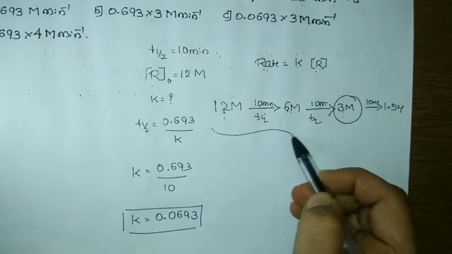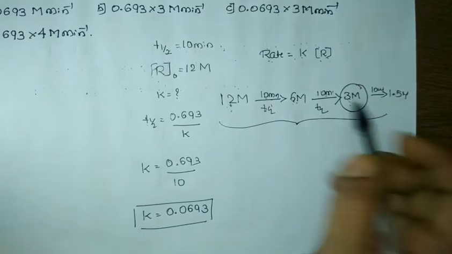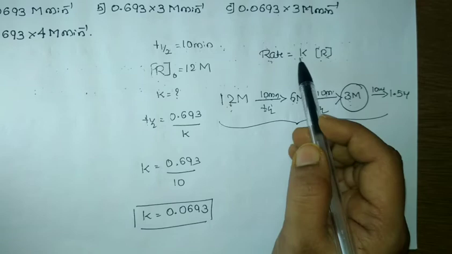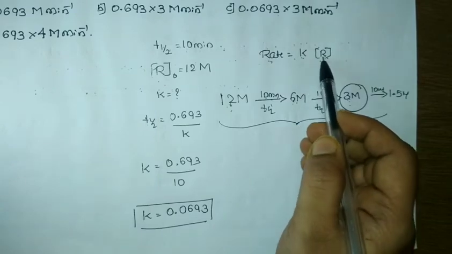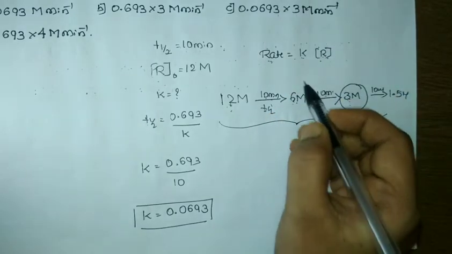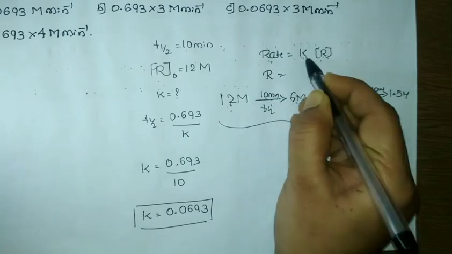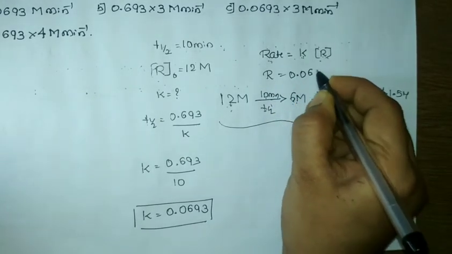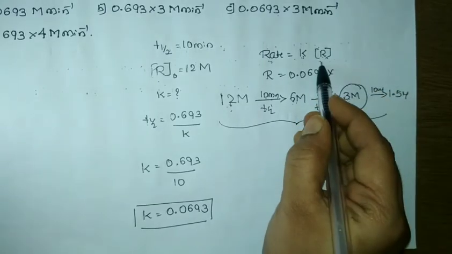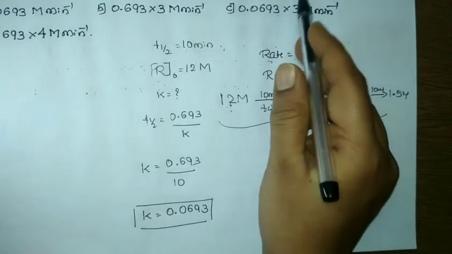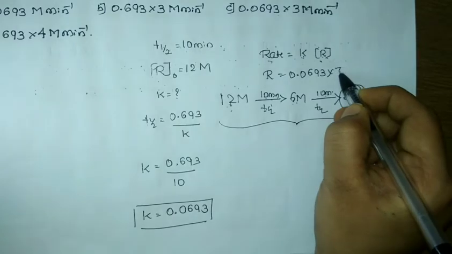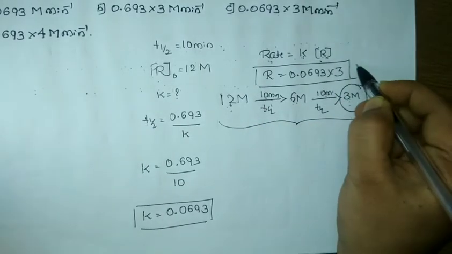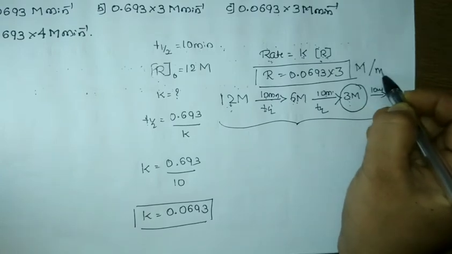So just remember this easy way, then you can solve it easily. Now, the rate you need to find out. They are asking a rate here. Rate is equal to K into concentration after 20 minutes. So now R is equal to, what is the K value you got? That is 0.0693. What is the concentration after 20 minutes? That is 3 molar. So this is the answer. Mole per minute.